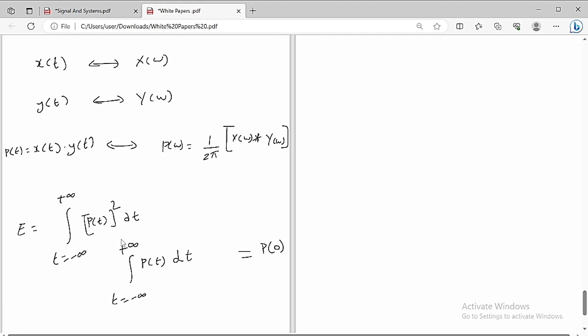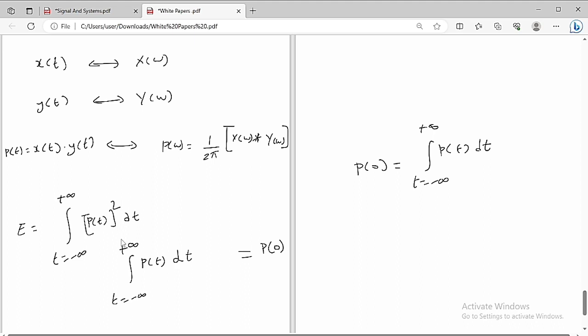Okay? So now the basic thing is simply like this. P of 0 is equal to the integration from minus infinity to plus infinity of P of t into dt.